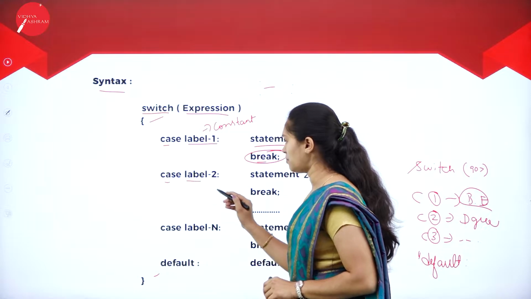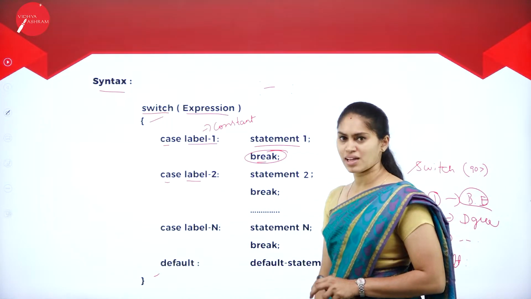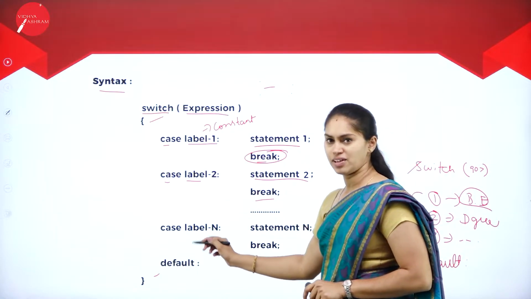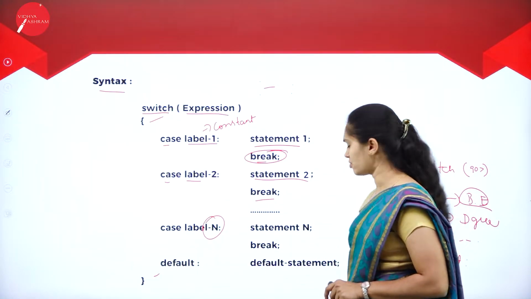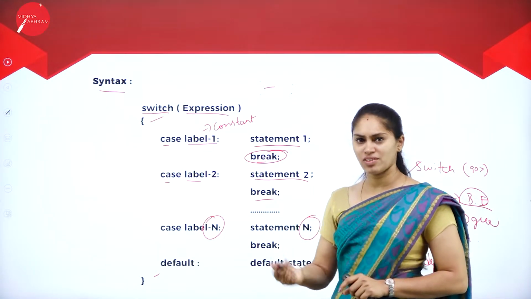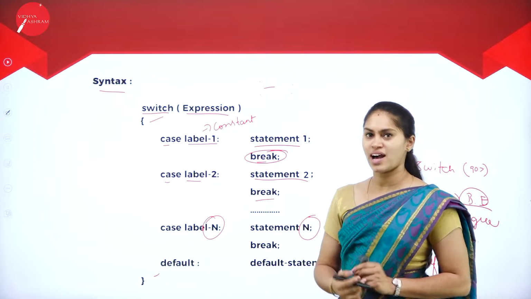Next, case label 2. If my expression matches with case 2, then statement 2 will execute, then break, and we can have n number of labels along with n number of statements. If none of the cases matches my expression, then what am I supposed to do as a user?